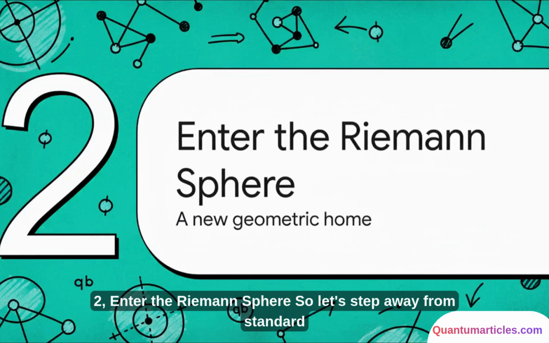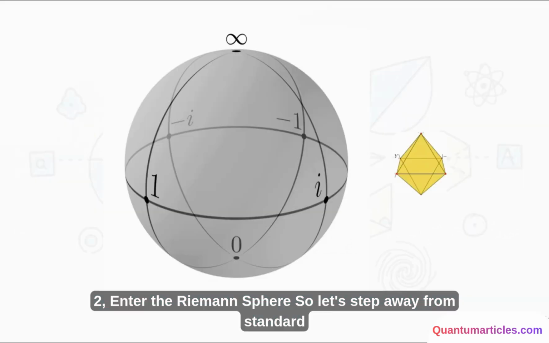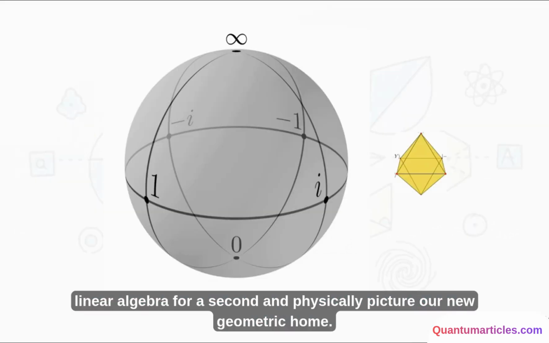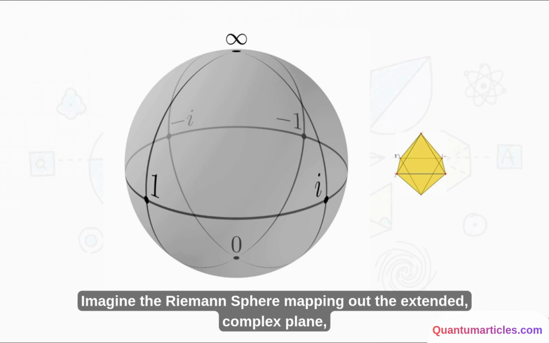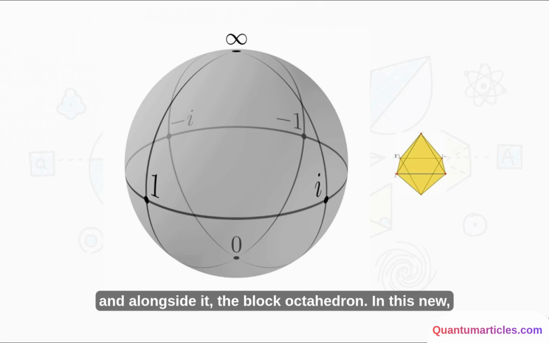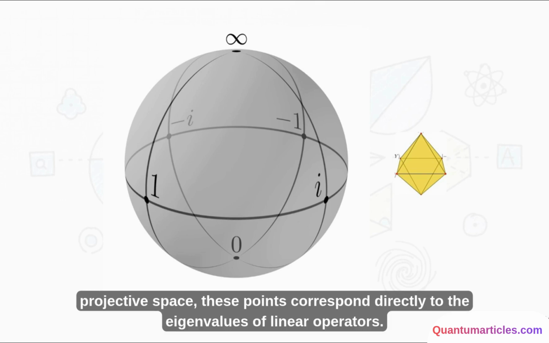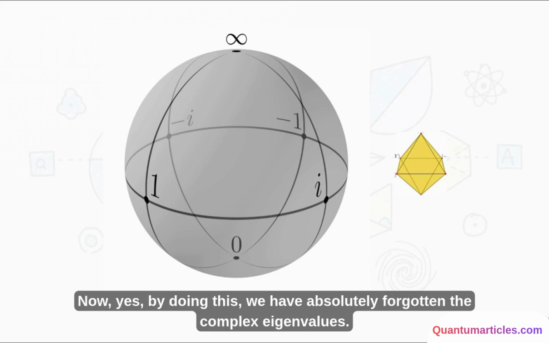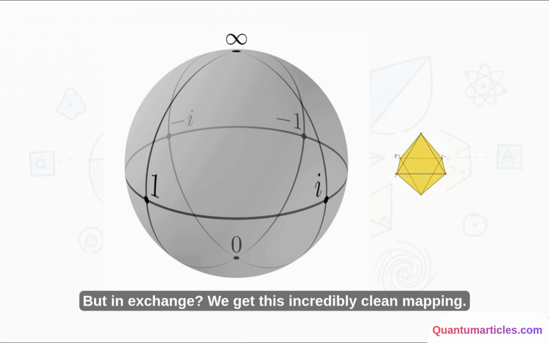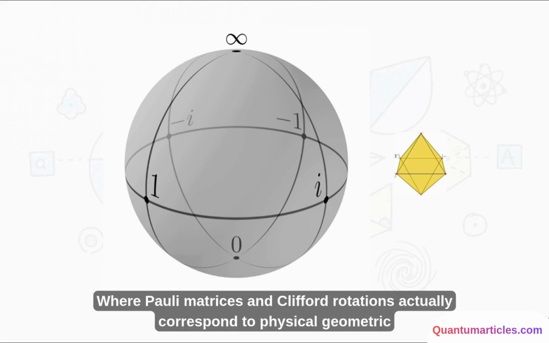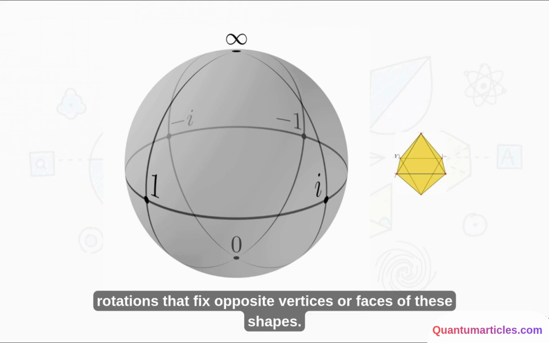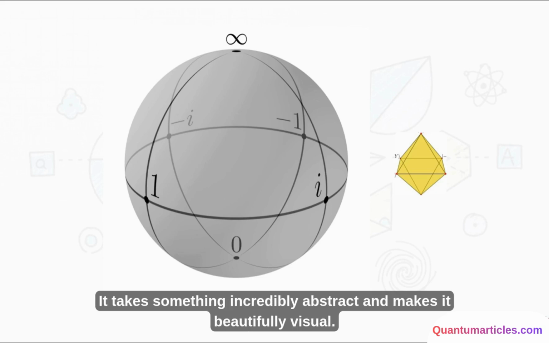Section 2. Enter the Riemann sphere. So let's step away from standard linear algebra for a second and physically picture our new geometric home. Imagine the Riemann sphere mapping out the extended complex plane, and alongside it, the block octahedron. In this new projective space, these points correspond directly to the eigenvalues of linear operators. Now yes, by doing this, we have absolutely forgotten the complex eigenvalues, but in exchange, we get this incredibly clean mapping, where Pauli matrices and Clifford rotations actually correspond to physical geometric rotations that fix opposite vertices or faces of these shapes. It takes something incredibly abstract and makes it beautifully visual.